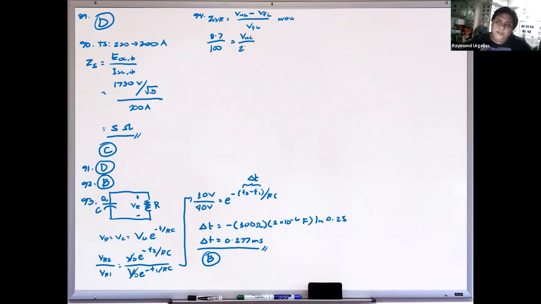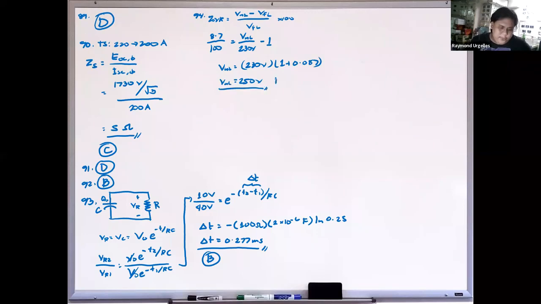Full load voltage given to us is 230 volts. Full load over full load is 1. So the no load voltage will be given by 230 volts multiplied by 1 plus 0.087. You will get approximately 250 volts. So this is letter D. Number 95.